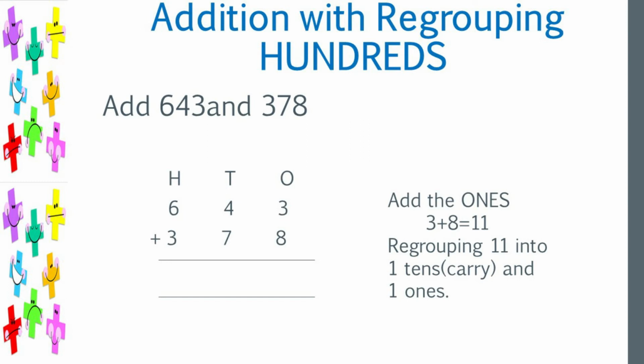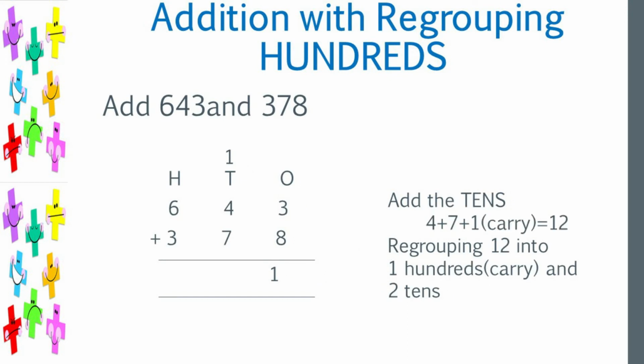Since it is a 2-digit number, we will regroup 11 into 1 tens, which will act as a carry, and 1 ones. We will write 1 at ones place and 1 will go to tens place. Now let's add the numbers at tens place. 4 plus 7 plus 1 equal to 12. Again regrouping 12 into 1 carry and 2 tens.